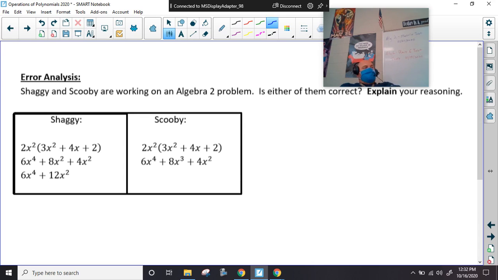Now, the funny thing about this whole thing is that we have Shaggy and Scooby supposedly doing algebra 2 work. This top is actually an algebra 2. I would have never thought that those two people from like the original things would actually do algebra 2. They look like kind of stoners. All right. Who's right? Is it Shaggy or Scooby?